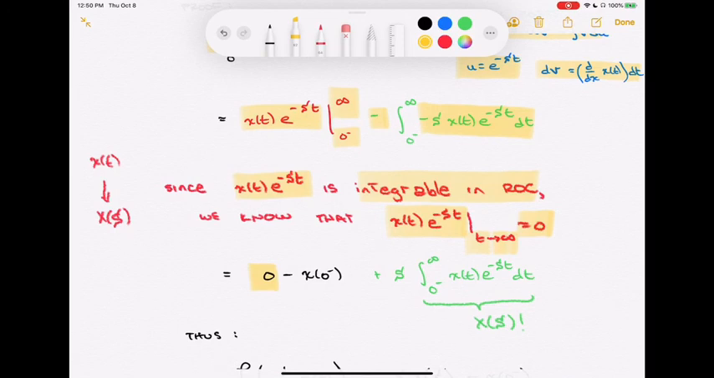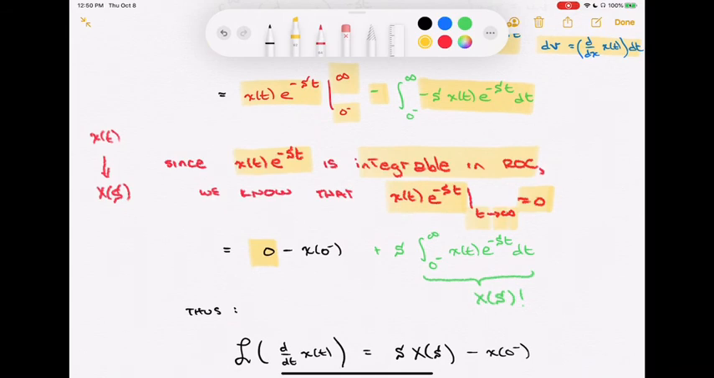I would like you to understand it, but it's not 100% crucial for you to agonize over every single detail. Try to work your way through it, but it's just part of showing that this stuff is true. What am I left with then? I evaluate at the lower limit, so I go minus, evaluate that expression at the lower limit. I'm going to have x of 0 e to the minus s times 0. E to the 0 is just going to be 1, so I'm just going to get little x of 0. That's the initial condition stuff, right?